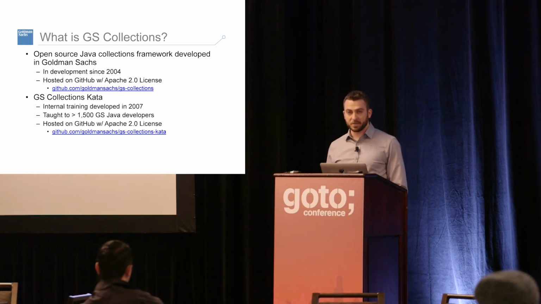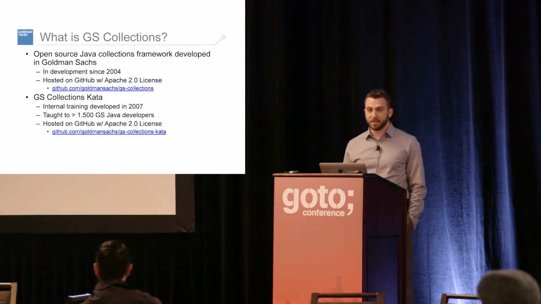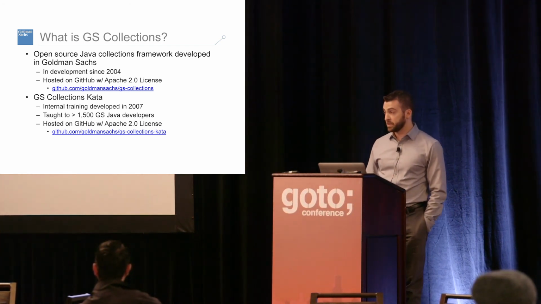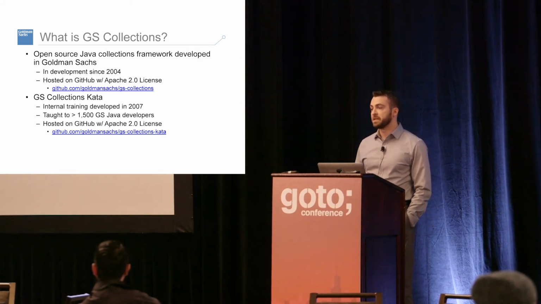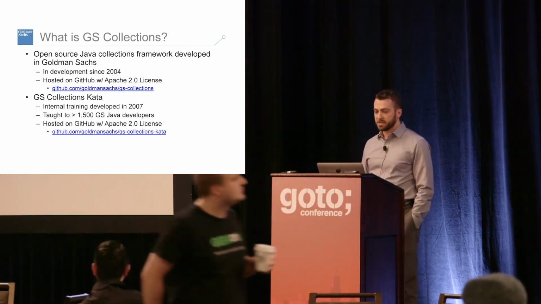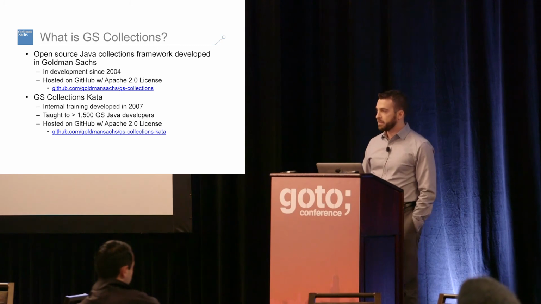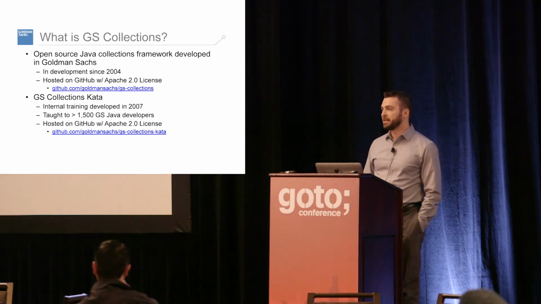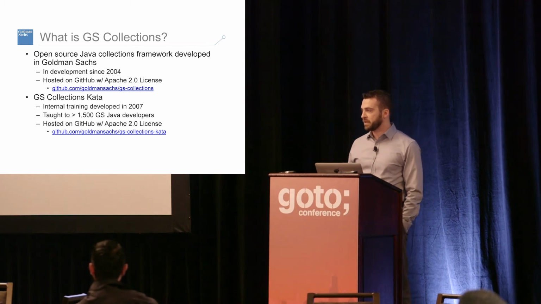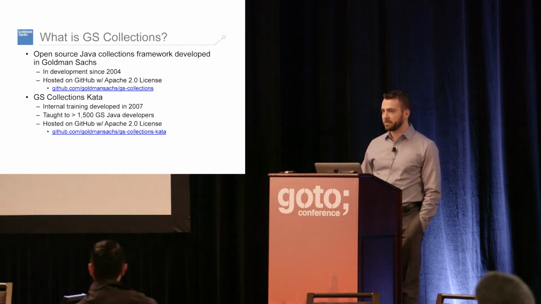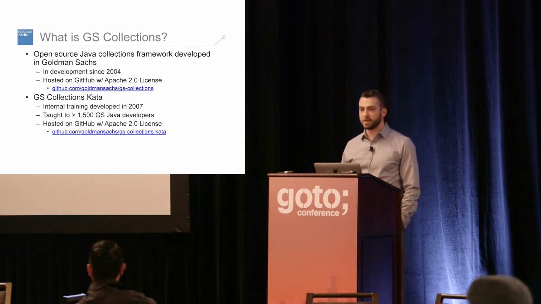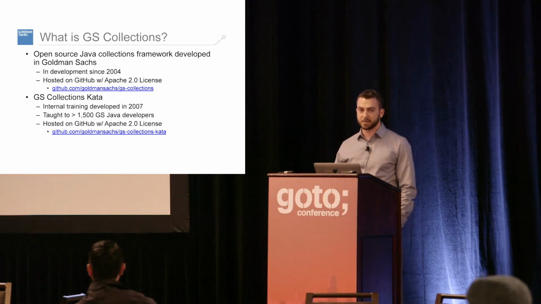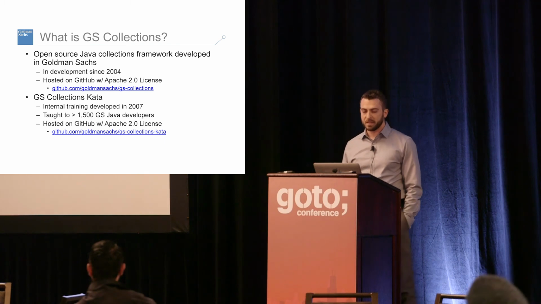All right, so what is JS Collections? It is an open source Java Collections framework developed internally since 2004. We open sourced it in January 2012. It's there on GitHub under the Apache license. And it is meant to be either a supplement to the Java Collections framework in much the same way that Guava is a supplement, or it can be a complete replacement for the Java Collections framework. So we have our own lists, sets, and maps as well, and a whole bunch of other things.